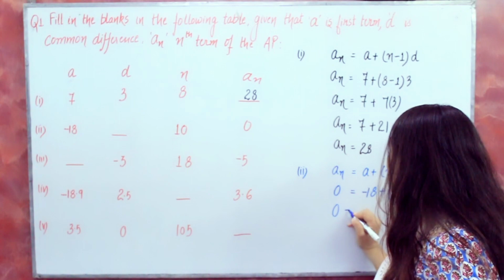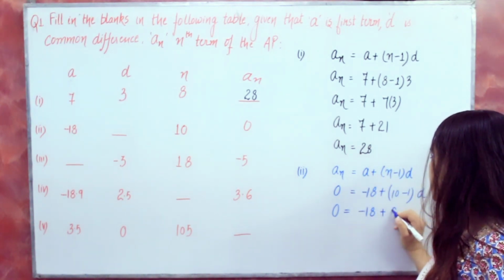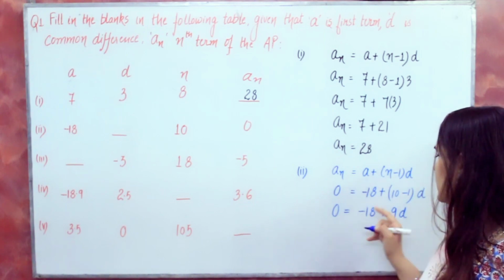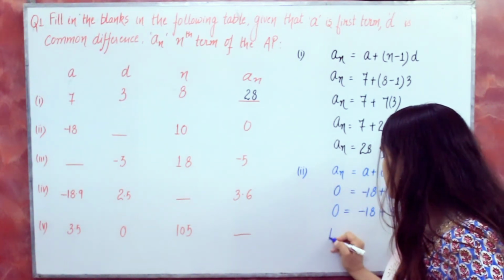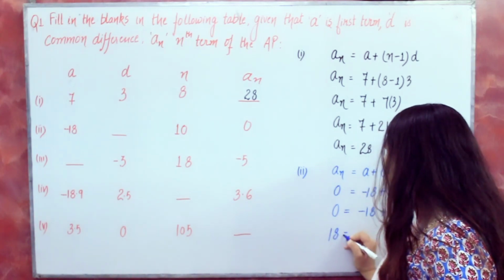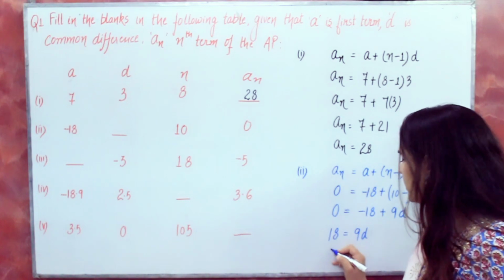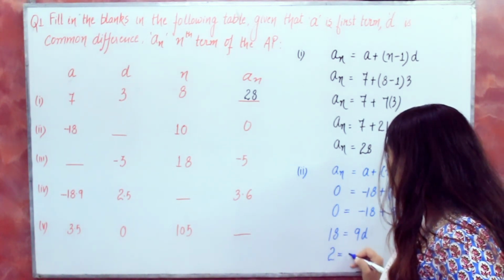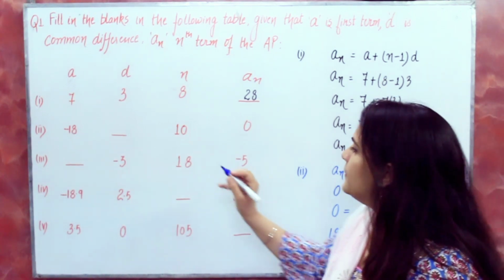So 0 is equals to minus 18 plus 9D. Now we will shift this minus 18 to left hand side. So this will become 18 is equals to 9D. From there you can write 2 is equals to D. So that's the value of D.